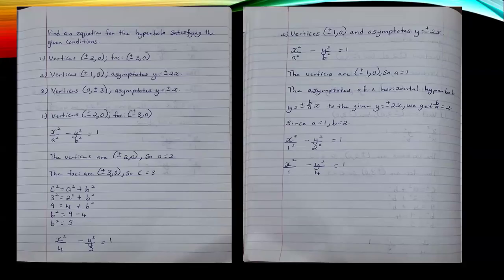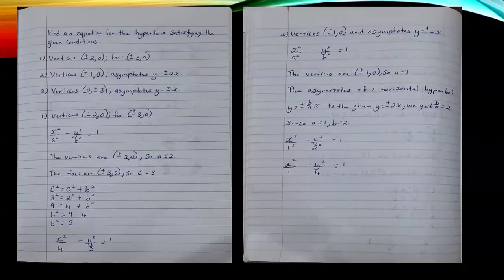Number 2, we have the vertices and we have the asymptotes here. So what we do, we already know that this is our a value. A value is 1, and the asymptotes now, the asymptotes of a horizontal hyperbola, we know that it's horizontal because it's in this form here, and we see that we have our x value there. So that is a horizontal hyperbola. So we substitute, so we have y equal plus or minus 2x.